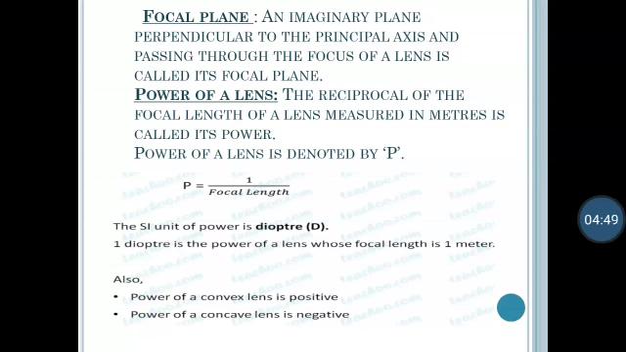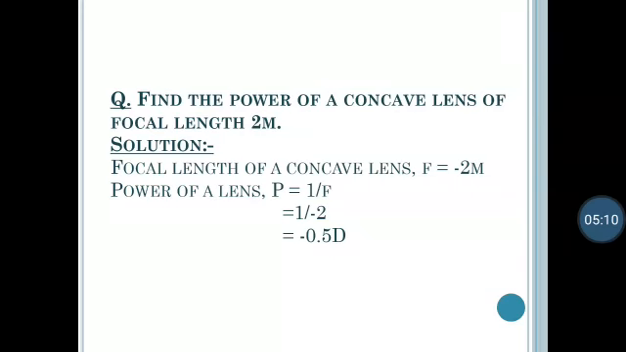Now how do you define the term 1 diopter? 1 diopter is the power of a lens whose focal length is 1 meter. Power of a convex lens is positive and power of a concave lens is negative. Now some questions which are based on the power of a lens.